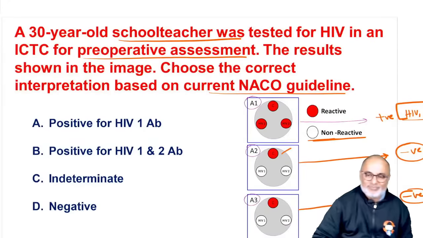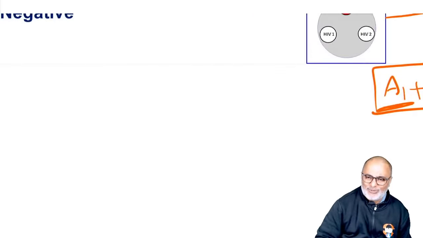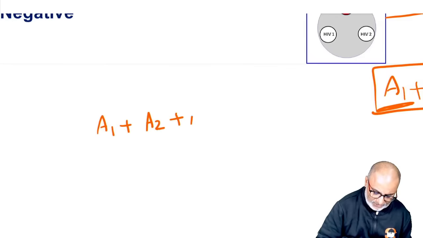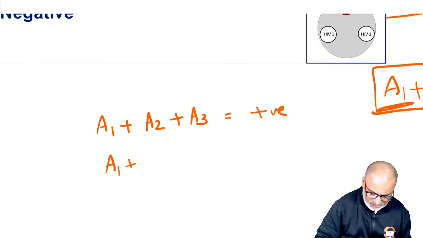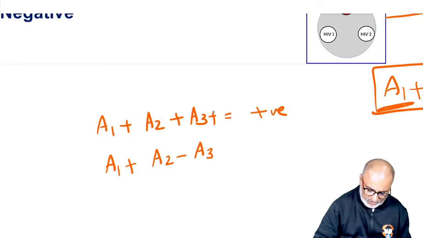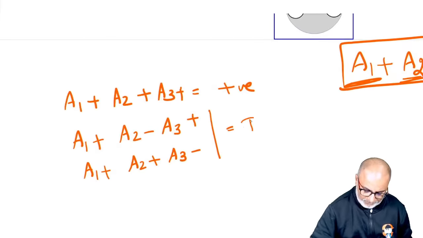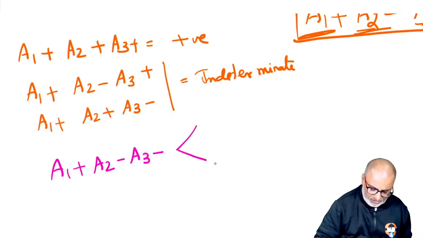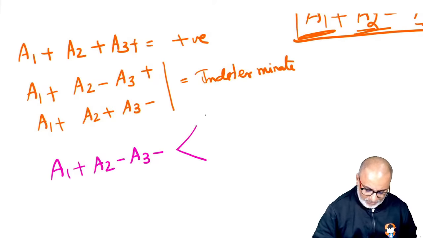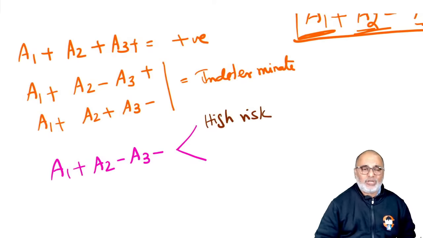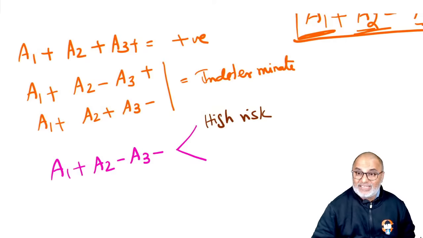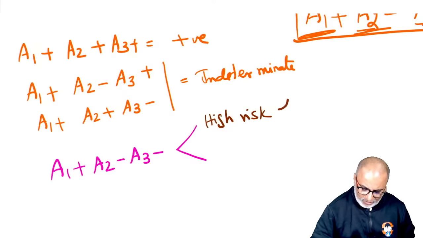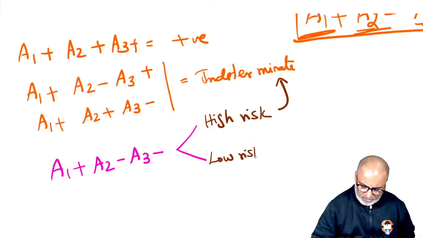Beautifully people are answering, yes, perfect. When all three tests are positive, it is positive. I am going to give the final results. If the first test is positive and any one of the other two is positive, it is indeterminate. And finally, first test positive, second and third negative: there are two types of results. In case of high risk people, please remember this is very important, commercial sex worker, intravenous drug user, homosexuals, like that high risk behavior, you call it indeterminate. In case of low risk, normal people, you call it negative.